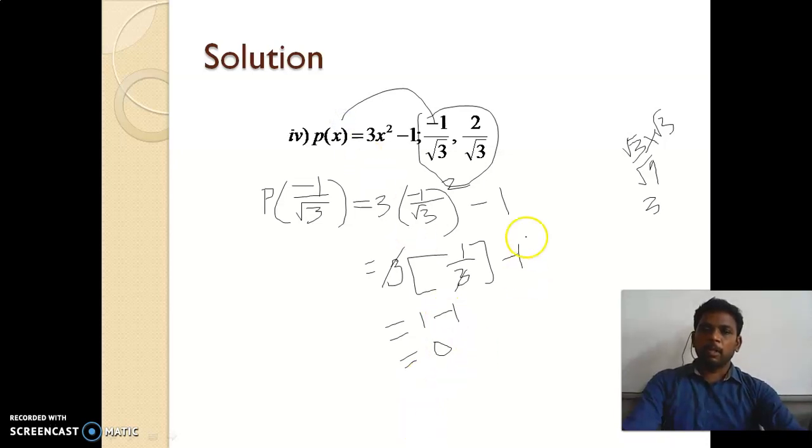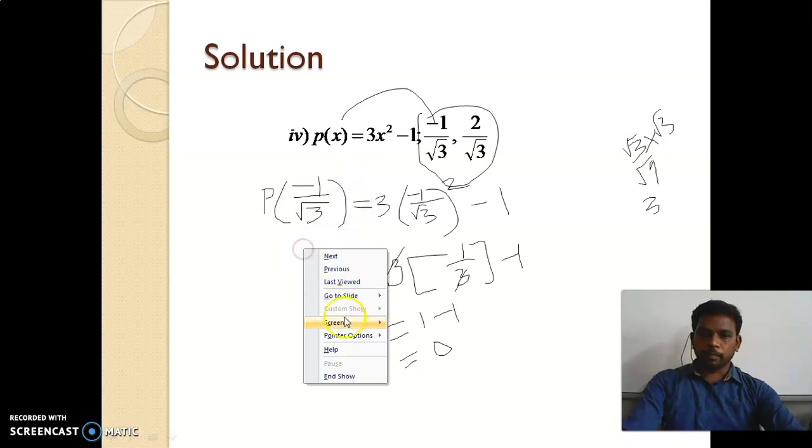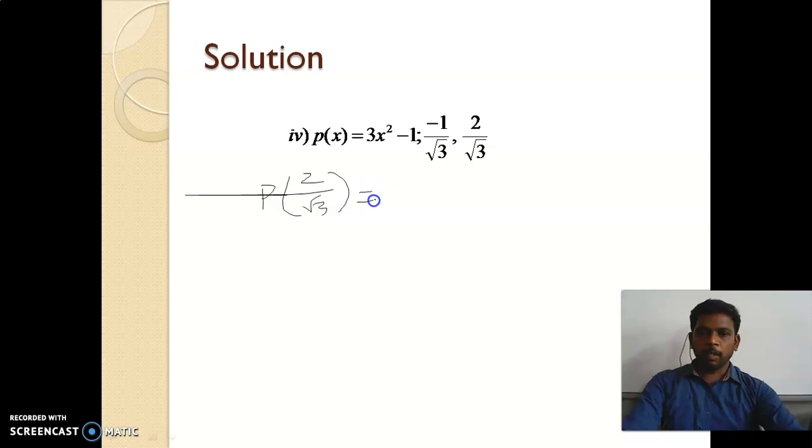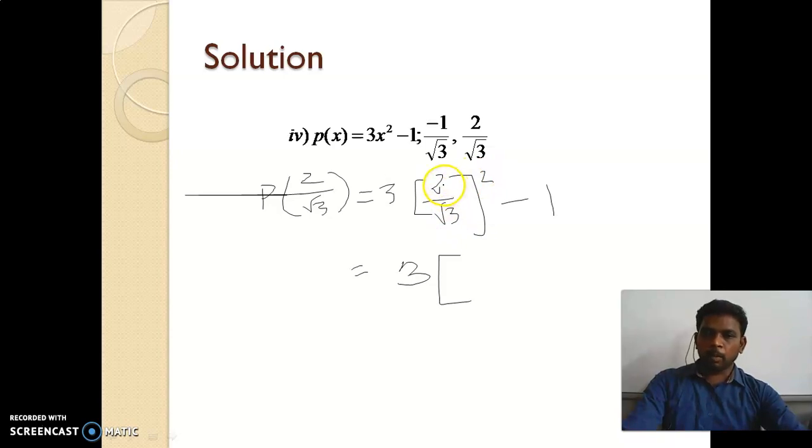Next we are going to check whether 2 by root 3 is the 0 of the polynomial or not. Now put x equal to 2 by root 3. So 2 divided by root of 3. It is not z, it is 2. So equals 3 into, instead of x, 2 divided by root 3, whole square, minus 1. So equals 3 into, now apply the square on both numerator and denominator. In the numerator 2 is there, so 2 square, 2 into 2, 4. And root 3 square is 3 only. Now we found that root 3 square is 3, and minus 1.